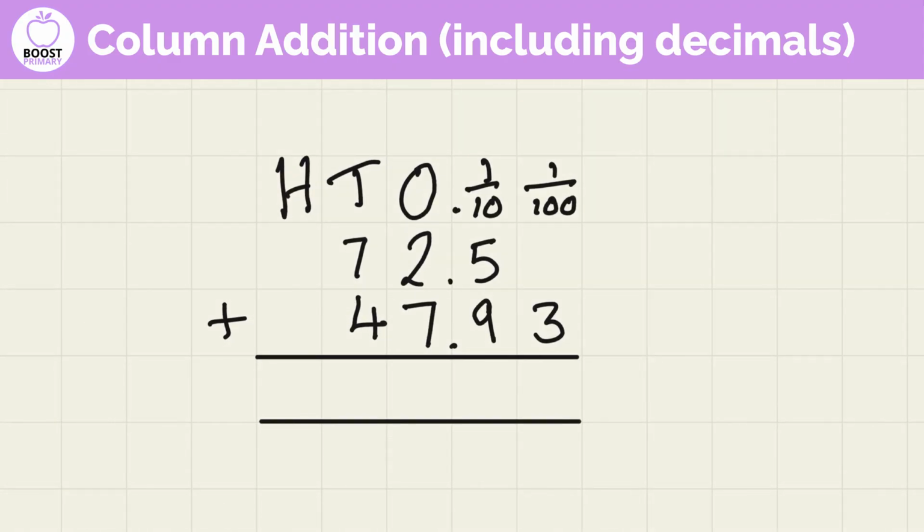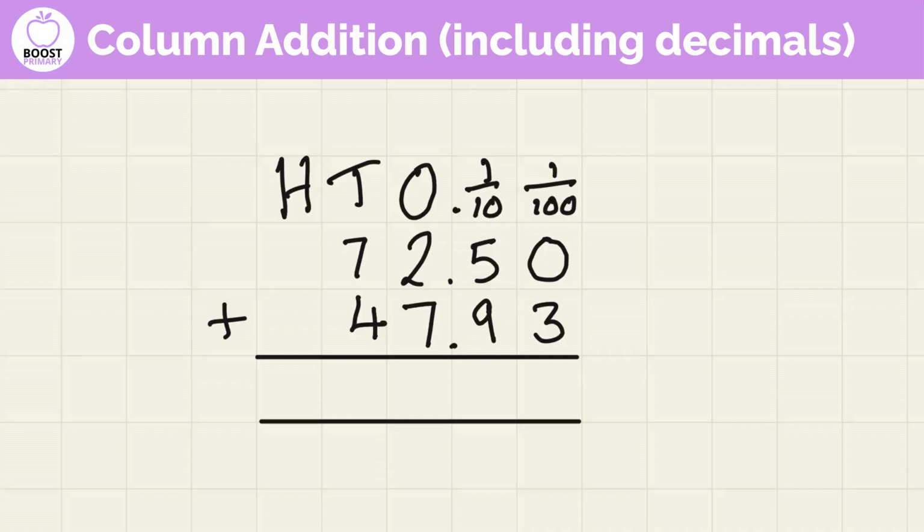Now let's look at a question with decimals. Once again, I've placed all of the digits into the correct columns. The first thing I'm going to do is use 0 as a place value holder. You don't have to do this, but I think it's a good habit to get into, and it can help avoid mistakes later on.